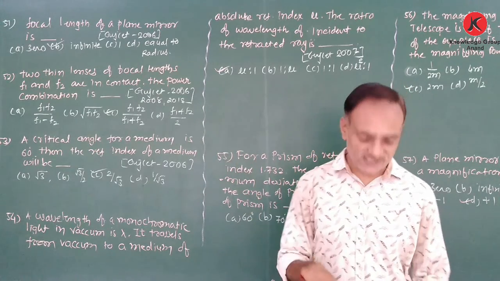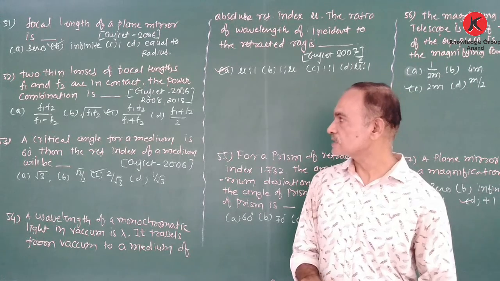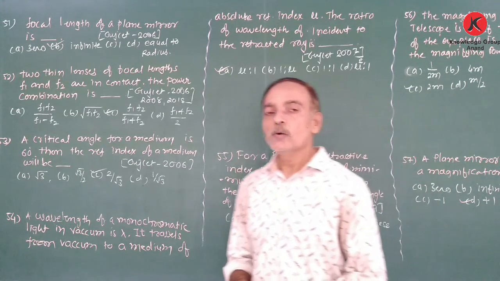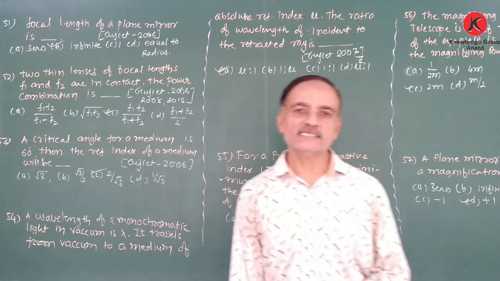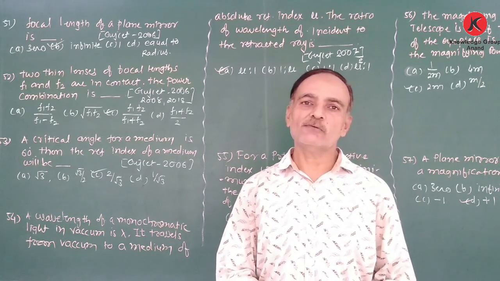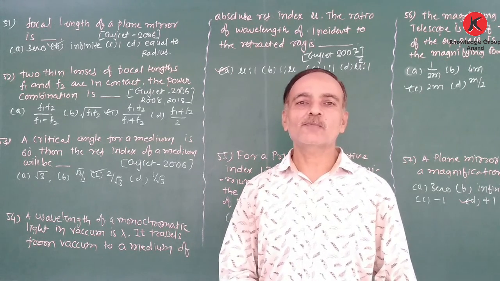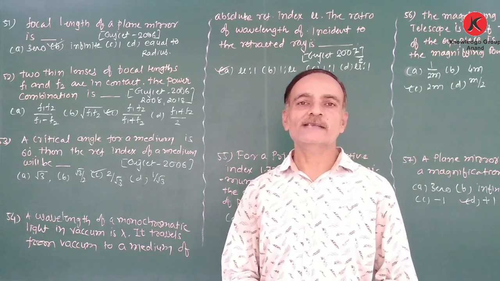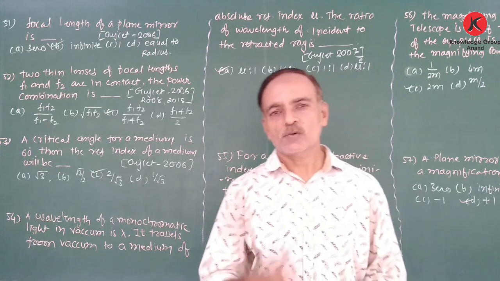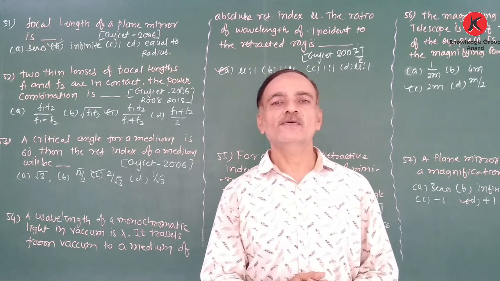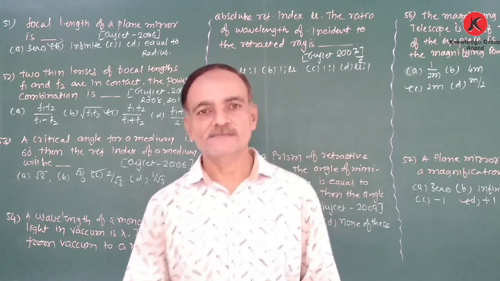Okay, now the next numerical asked in the board exam, 2006 and so on. Now, the focal length of a plane mirror. Already we discussed the convex lens, concave mirror and also the convex mirror. Frequently we are using the word focal length. Mirrors are of 3 types: plane, convex and concave. What is the focal length of a plane mirror? So what is your answer?